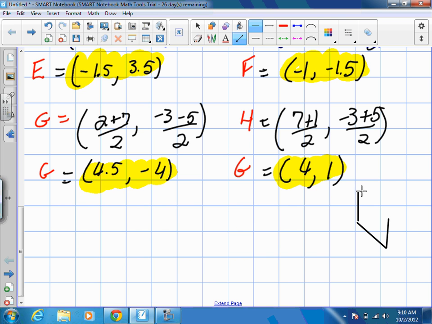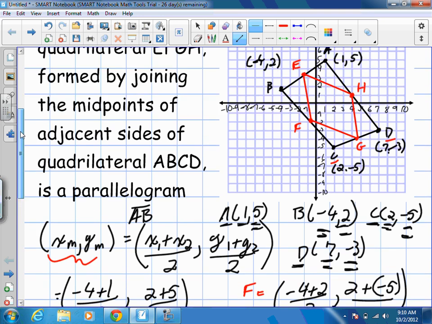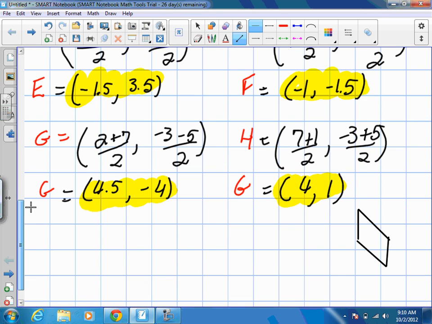Okay, so we have our E, F, G, H. Our E starts at the top here, then F, G, and H. And we have those coordinates written down right here. We've highlighted them. The question is asked, is this a parallelogram? So the first thing we need to do is find the corresponding slopes of EF and HG. We'll do this in blue just so we know we're working with something different.